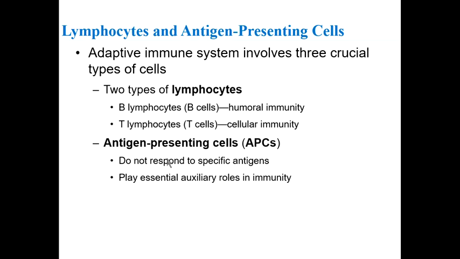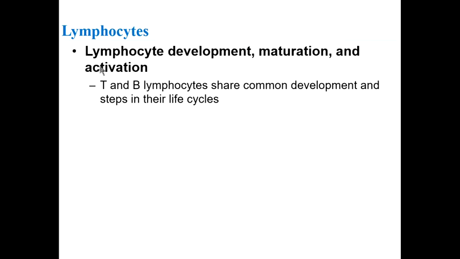So what we're going to do is go through these three types of cells. So let's start with our lymphocytes, our B and T lymphocytes, and go through how they develop, mature, and how they're activated. And actually we'll go through that in the next video.